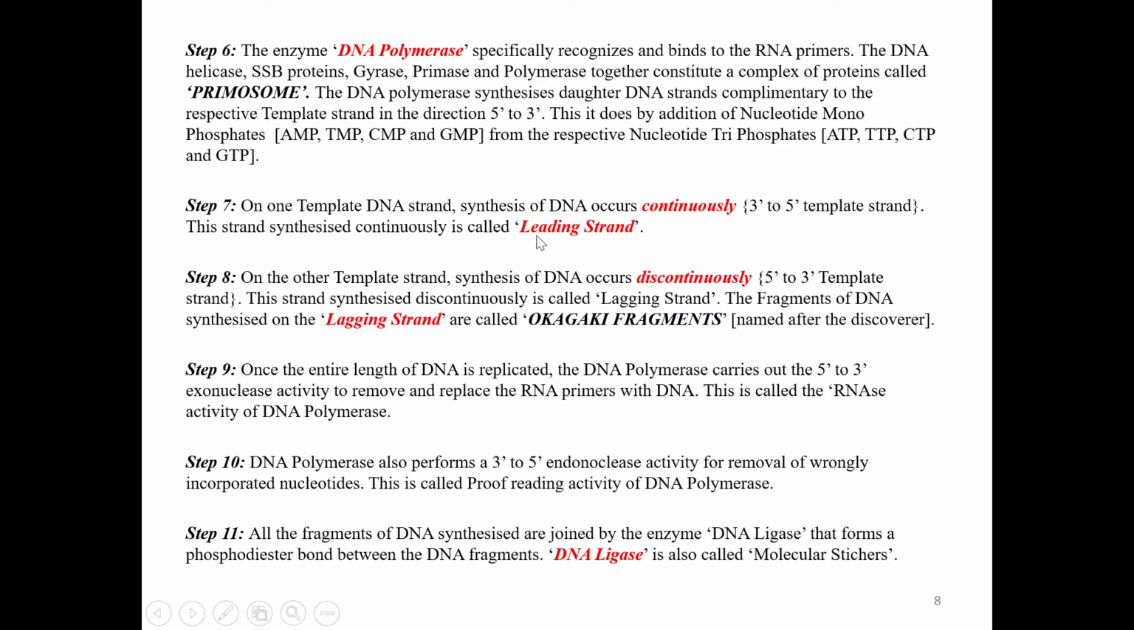Now you know what a leading strand is and what a lagging strand is. You may get a question for 2 marks: what is a leading strand and what is a lagging strand? So please remember these two.